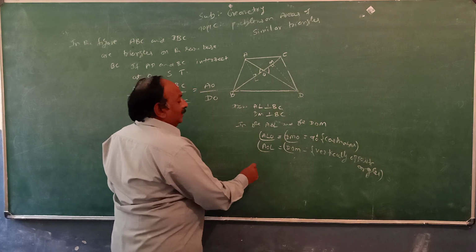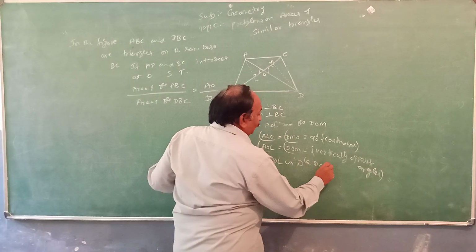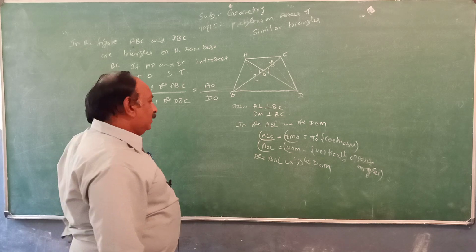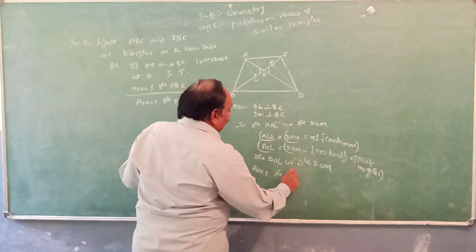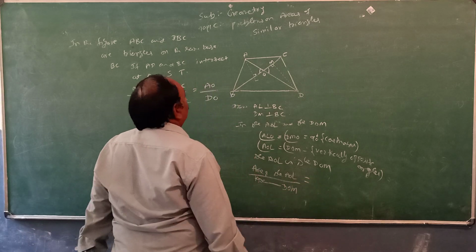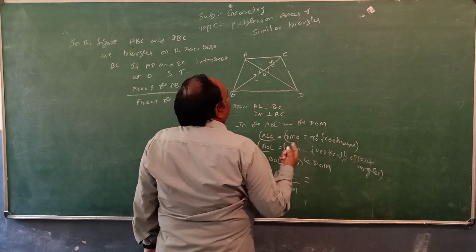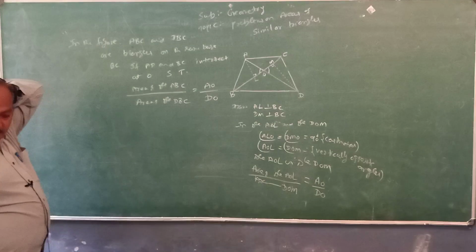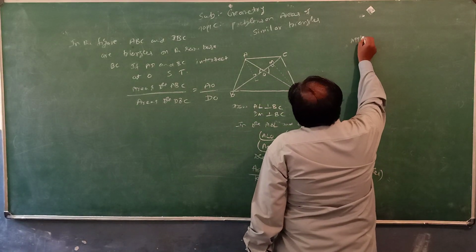Therefore, since two angles are equal, triangle AOL is similar to triangle DOM. The areas of similar triangles are proportional to the squares of their corresponding sides. Therefore, area of triangle AOL divided by area of triangle DOM is equal to AO square by DO square. Square and square cancel. What do you write? AO by DO. Next, apply the theorem.